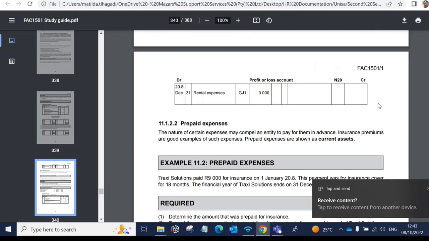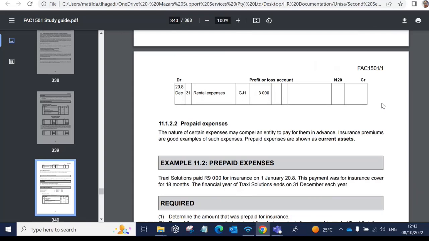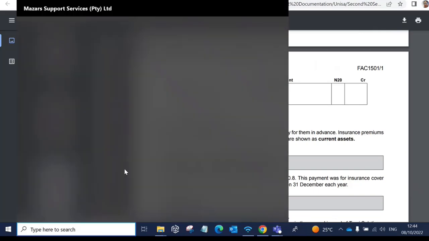So let's just do it. You say 9,000 divided by 18, 500 times 12. So basically now 9,000 was paid, okay? But the payment covers insurance for 18 months, and the finance period is 12 months.